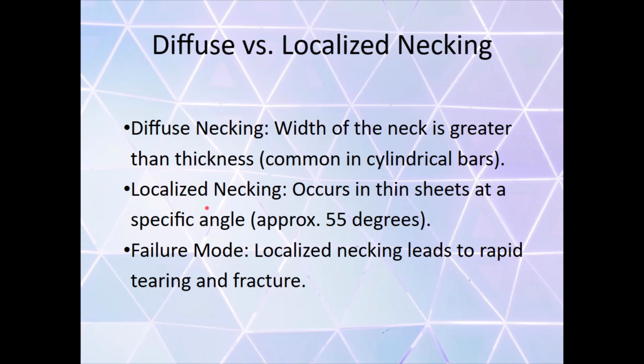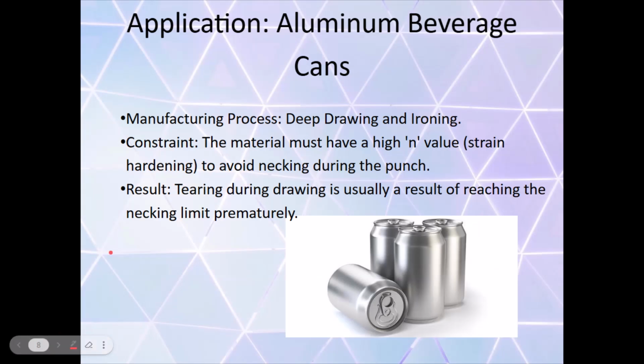And mostly the failure mode here is localized necking, which leads to tearing and fracture, and diffuse necking is very rare. Now we'll come to an application, which is aluminum beverage cans.